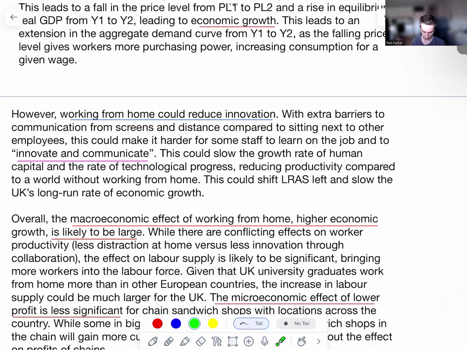To evaluate this, working from home could reduce innovation. With extra barriers of communication from screens and distance compared to sitting next to each other, this could make it harder for some staff to learn on the job and to innovate and communicate. And this could slow the growth rate of human capital and the rate of technological progress, and it could actually reduce productivity compared to a world without working from home. And that could shift LRAS left and slow the UK's long-run economic growth rate.